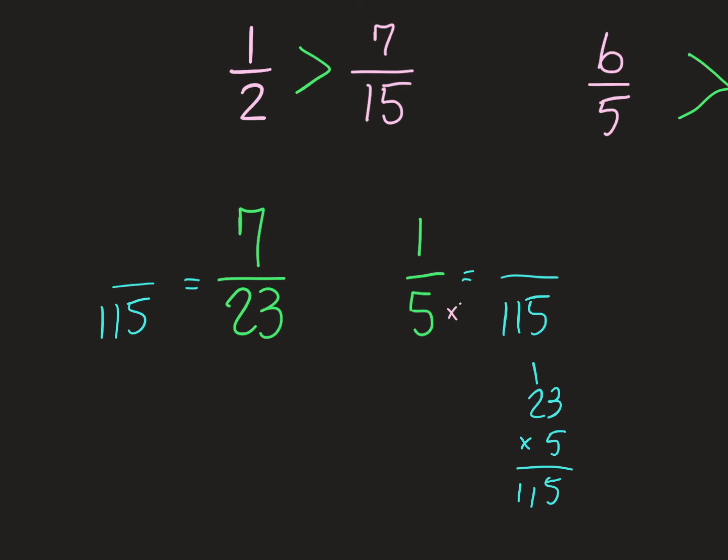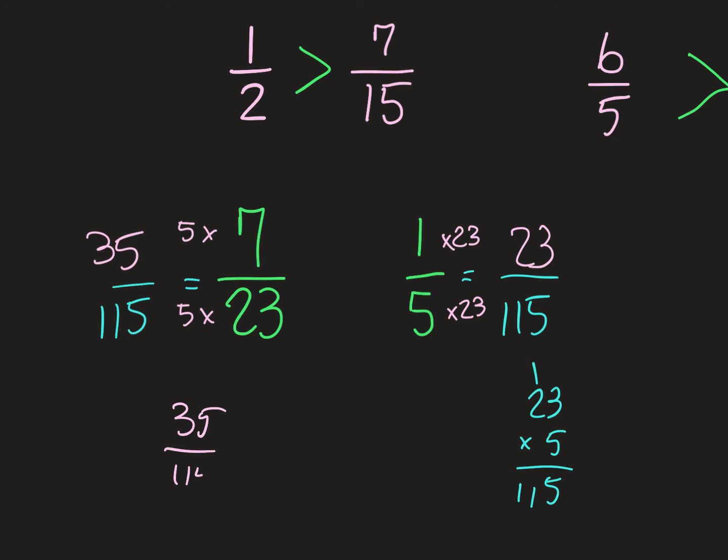How did I get that? I multiplied this by 23, so I do the same to the top. Over here I multiplied this by 5, so I do the same to the top. And now I have 35 over 115 and 23 over 115, and I can see that 35 is bigger. So when in doubt, get common denominators, use those denominators to get numerators so that these are equivalent fractions. We practiced that a couple weeks ago. And then you can just use the top numbers.